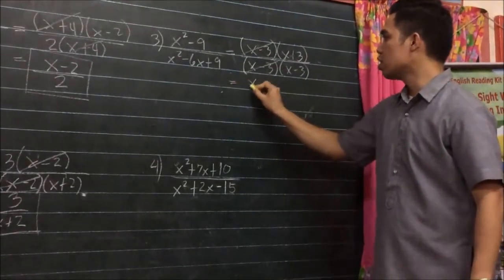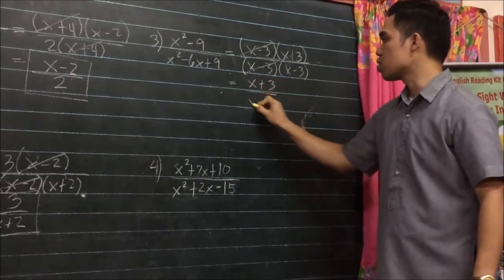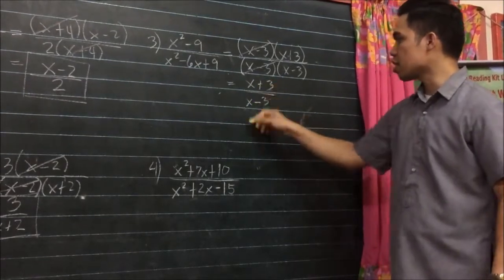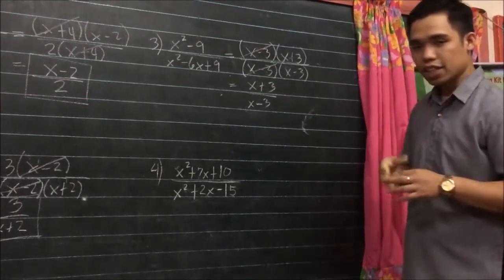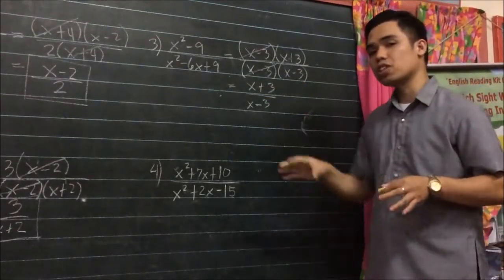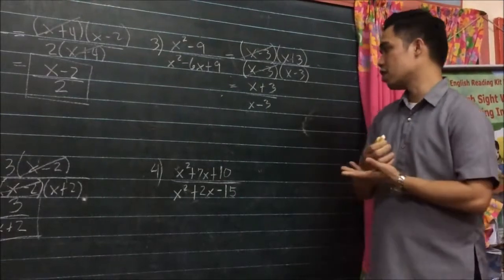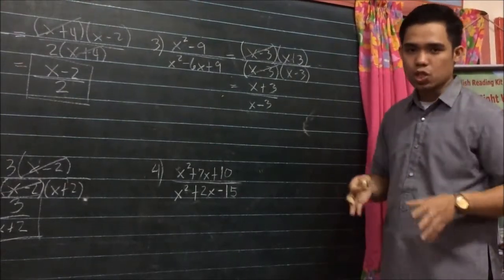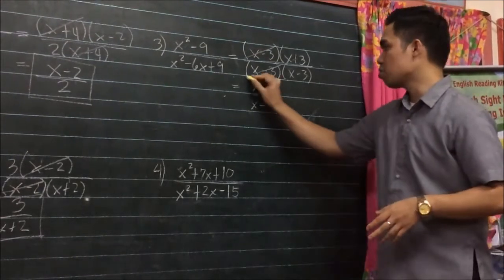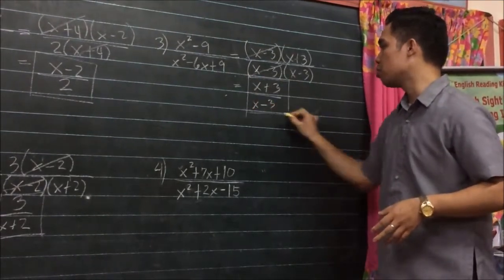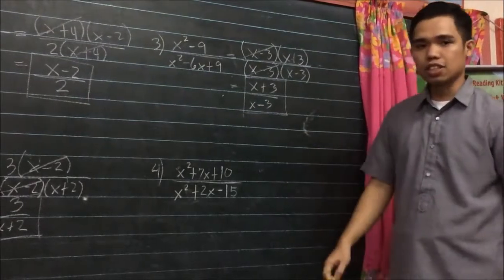So what's left is x plus 3 over x minus 3. Now, can we cancel x and x, 3 and 3? Okay, very good. We cannot cancel that because there is a plus or minus in between. So the only way to do that is to make it totally the same by factoring, if it can be factored. But since this cannot be factored anymore, this will be the final answer.